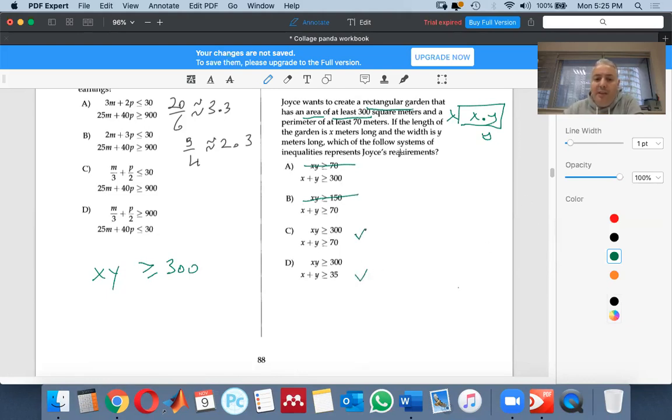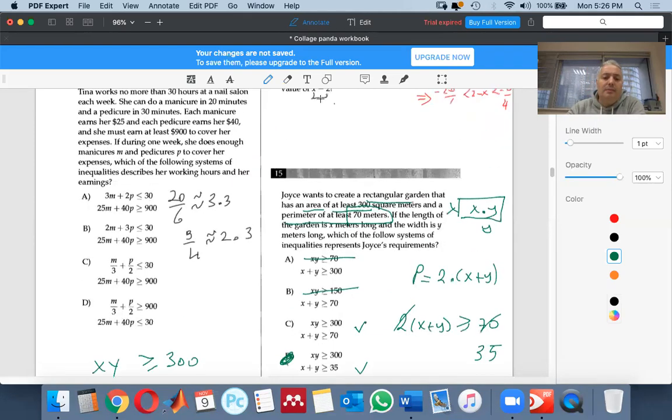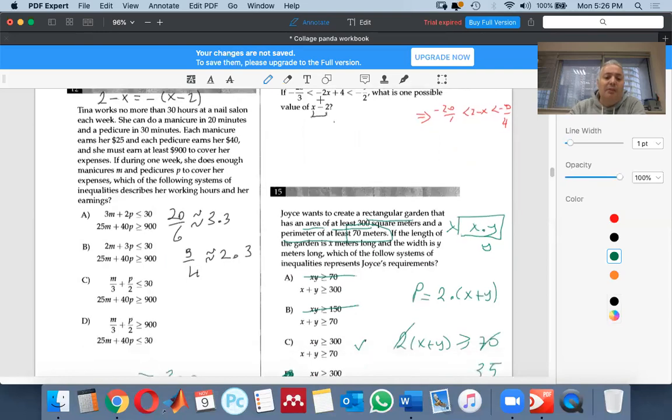Okay? Now, let me read. Perimeter at least 70. Be careful. What does perimeter mean? 2 times (X plus Y). This is perimeter. At least, so 2 times (X plus Y), at least. At least means minimum. So divide by 2. So the answer is D. Okay, let's talk about 14 then. 12, sorry.